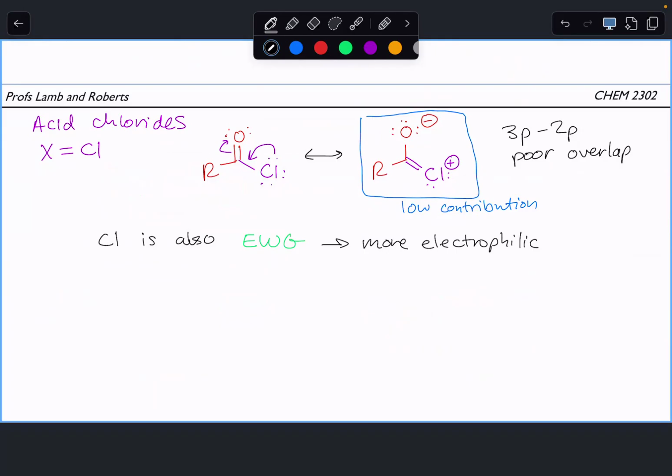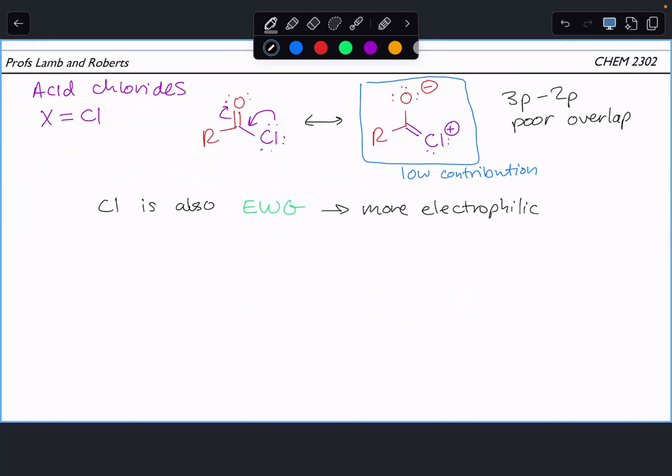This is our most reactive CAD, the most reactive one, because we have the lowest double bond character, and chlorine is like a really good leaving group and electron withdrawing. Okay, so highly reactive. All right, so then let's go to anhydrides.